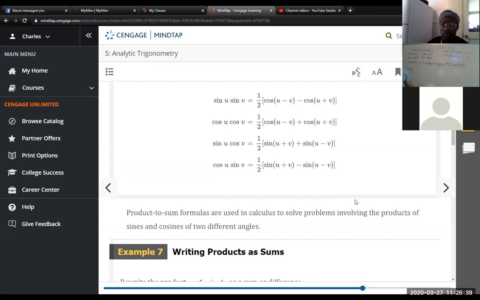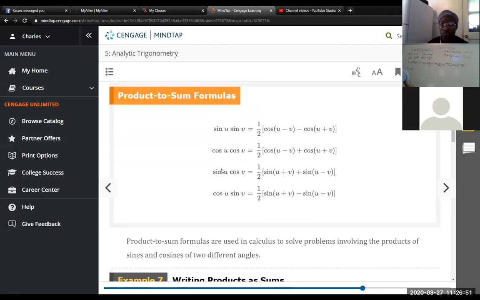So let's do an example real quick of this process.